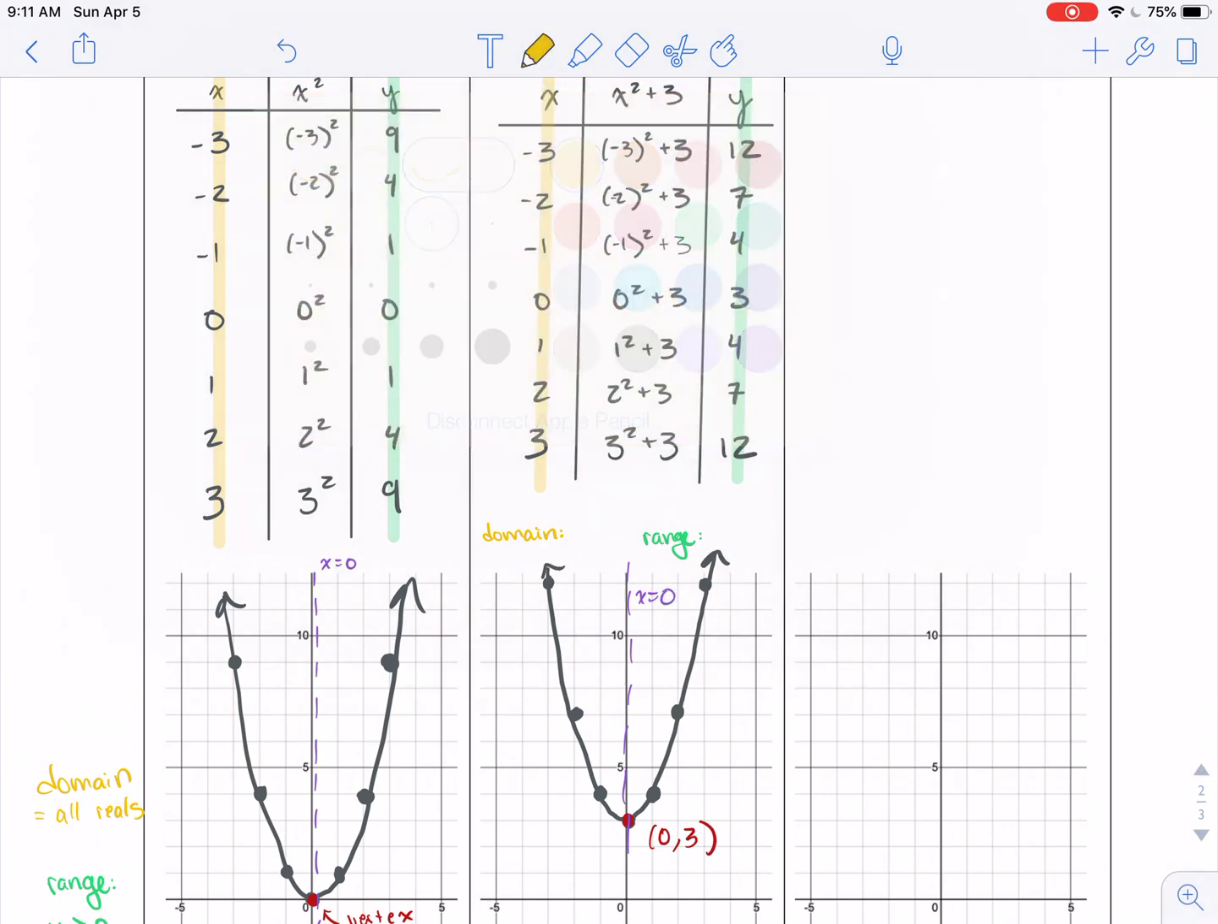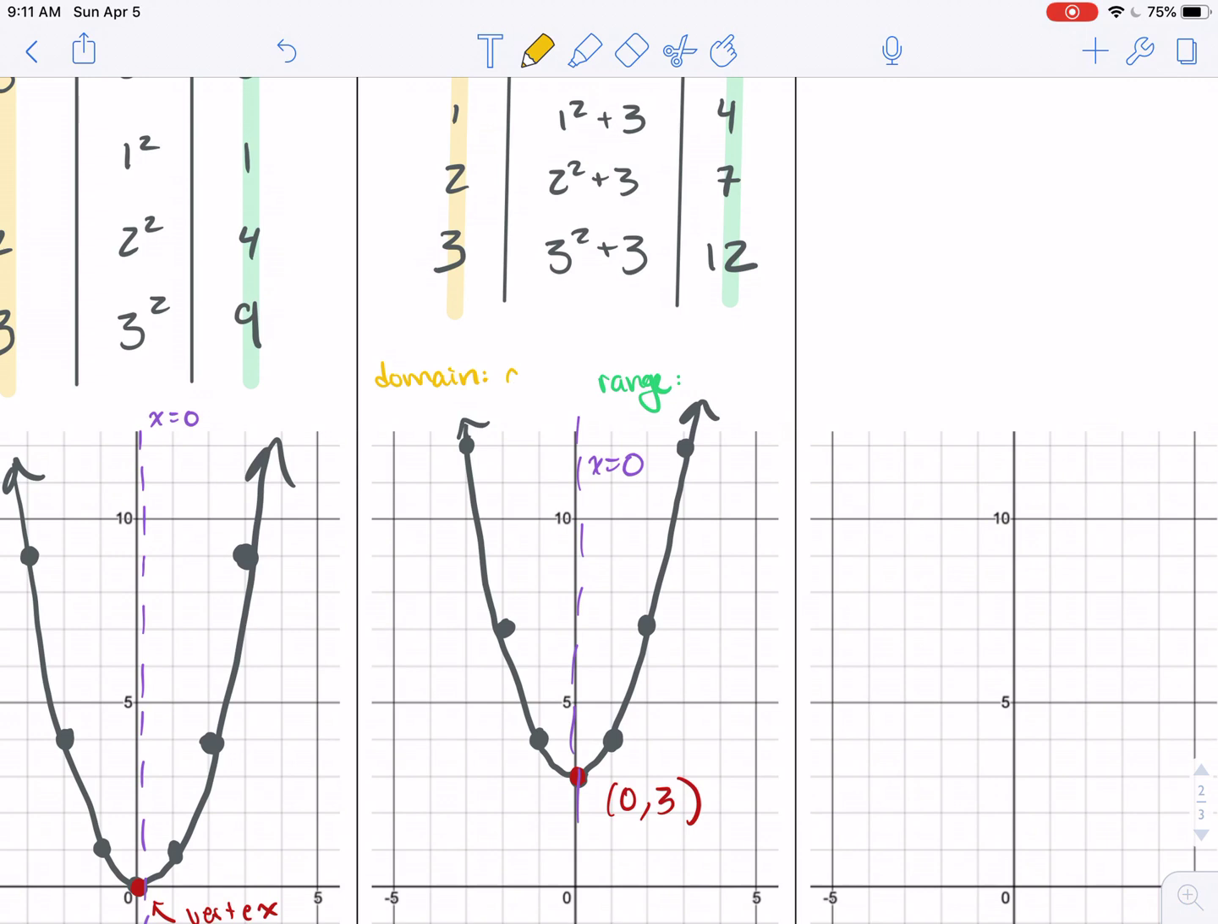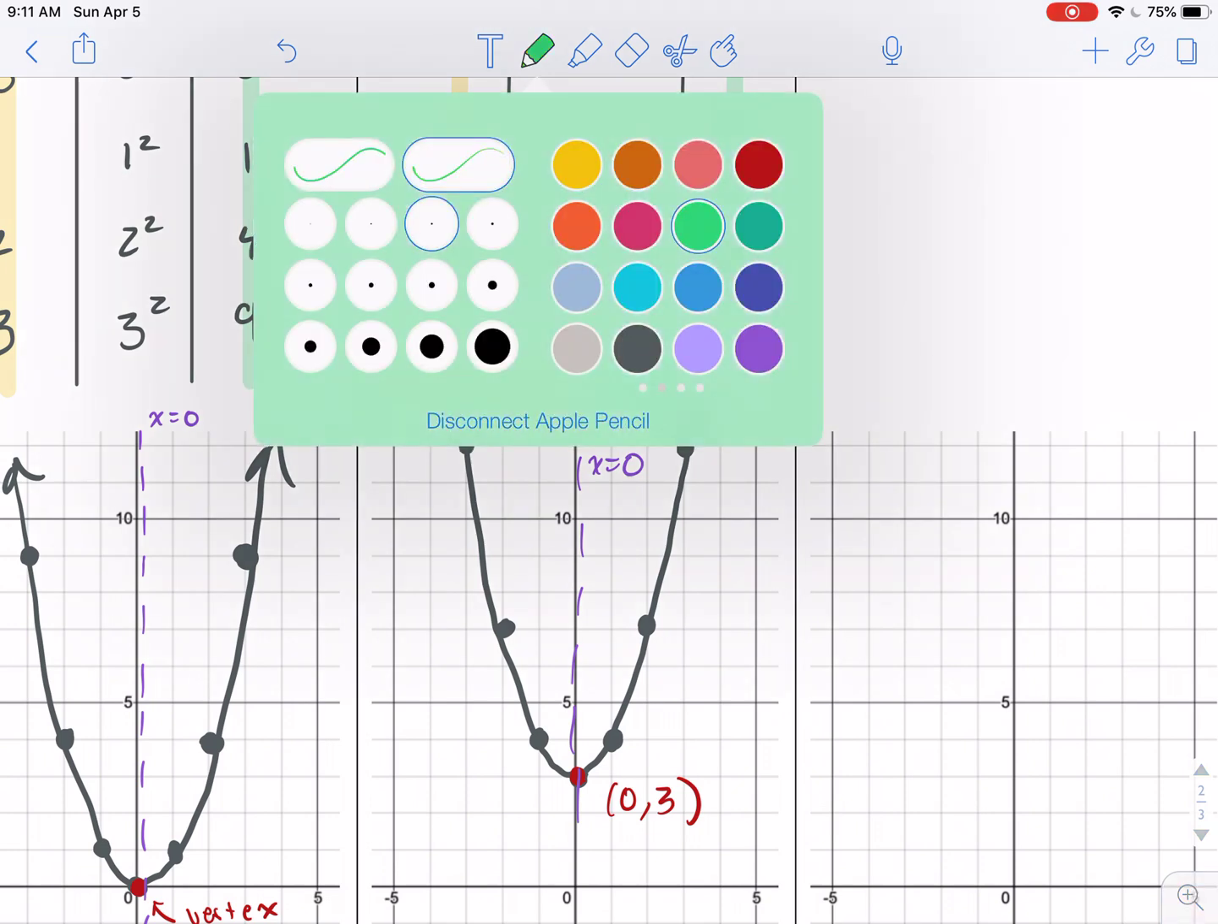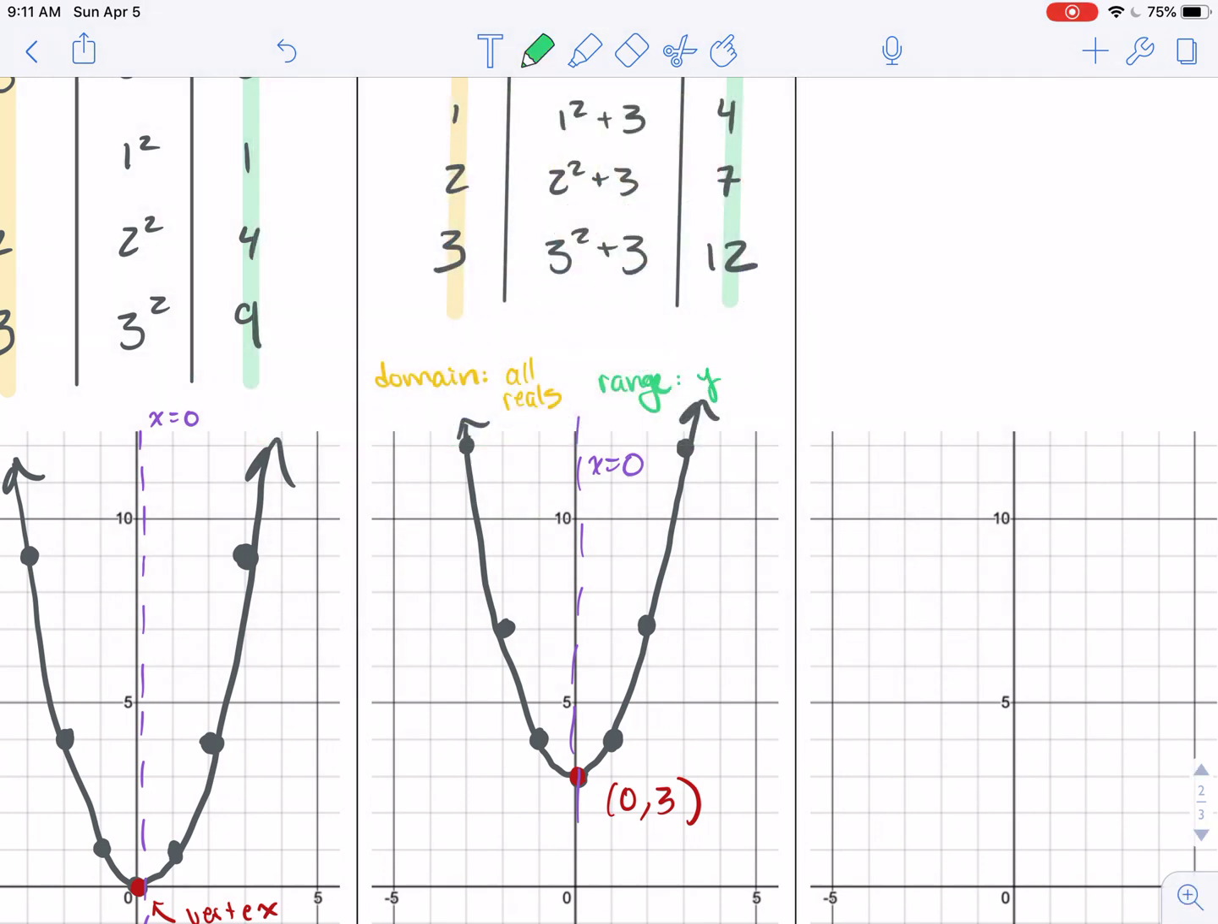Now our domain for this function is all reals. That means you can plug in any number for x and you'll still get an answer out. Our range, however, is limited. You'll notice our y never goes below 3. So y is greater than or equal to 3.